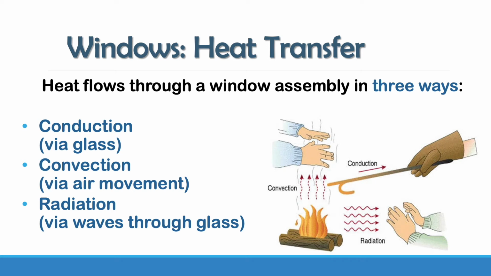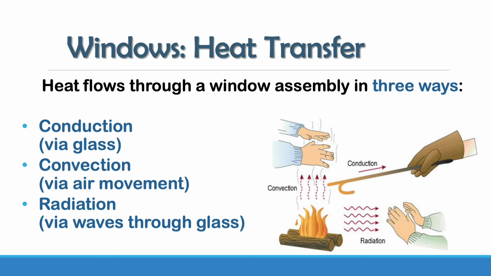We talked about heat transfer previously in general, but this is talking about how heat transfers through a window assembly, that being the whole part of the window, the glass or glazing, and the frame. So the conduction is primarily through the glass, although it can also be through the frame.